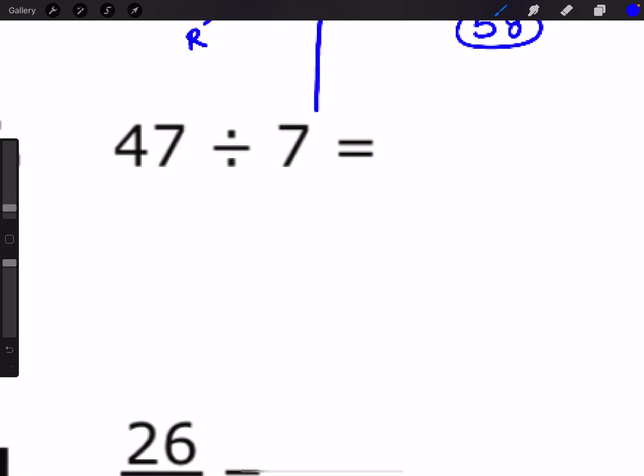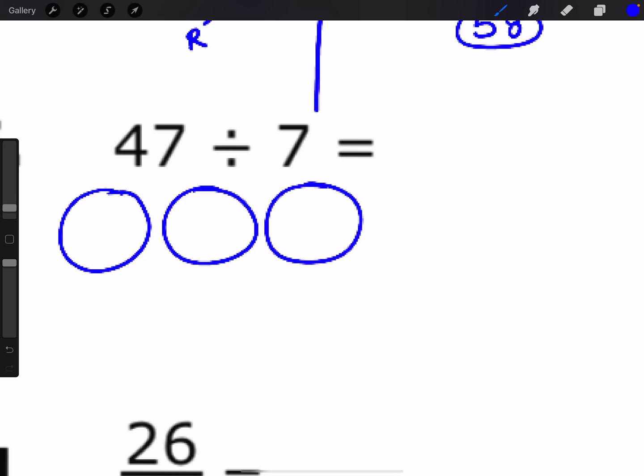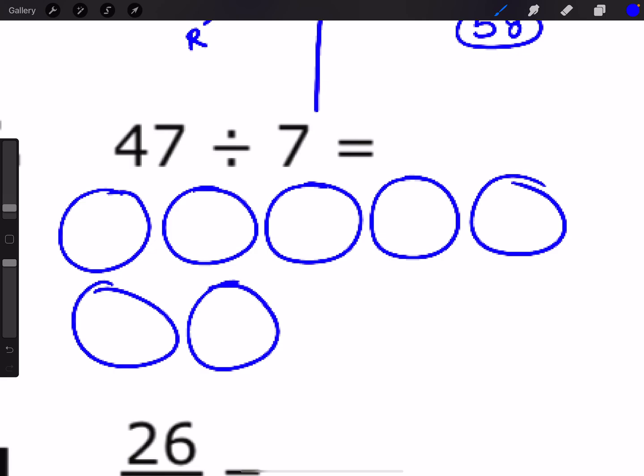Now we have 47 divided by 7. Again, I'm going to do my groups. So 1, 2, 3, 4, 5, 6, 7. That's my divisor. And I'm going to take 47 and divide it equally between those groups. Now, I don't want to do 47 little individual dots. So I know, let's see, if I put 5 in each one, let's see if it goes over.